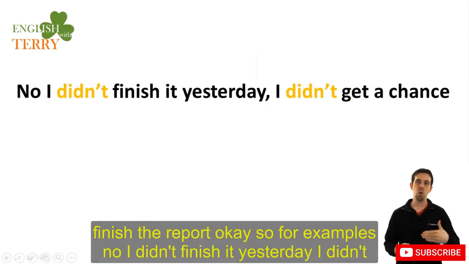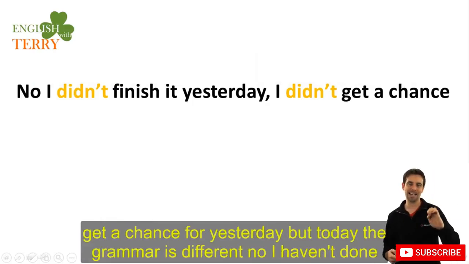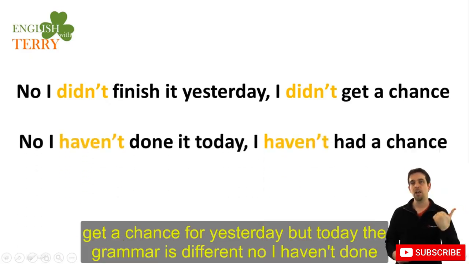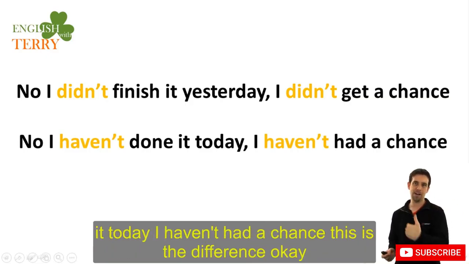So for example, no, I didn't finish it yesterday. I didn't get a chance yesterday. But today, the grammar is different. No, I haven't done it today. I haven't had a chance. This is the difference, okay?